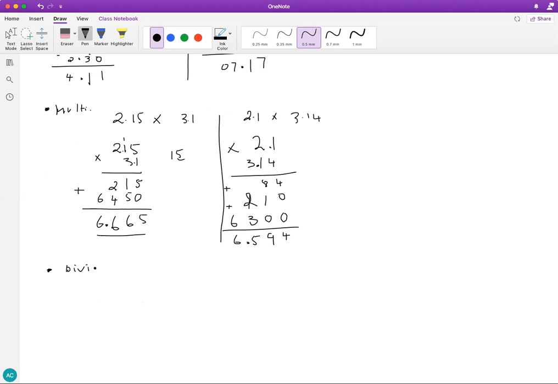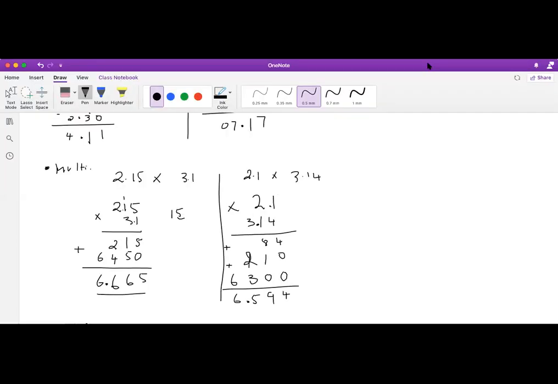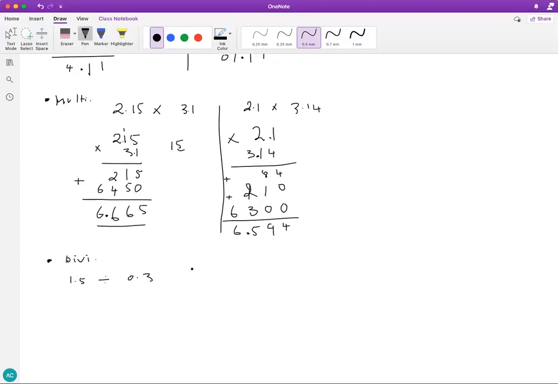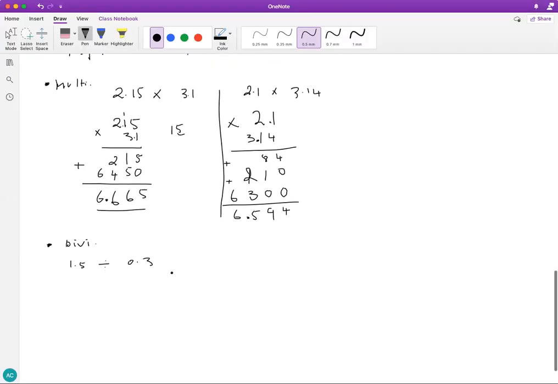So division of decimals, let's say you have 1.5. You want to divide that by 0.3. Can you see what the answer is? Can you tell what the answer is for this one if you look at it in a few seconds? It may seem difficult now, but there's actually a trick. You can do this literally in a second or two, even though it has decimals.